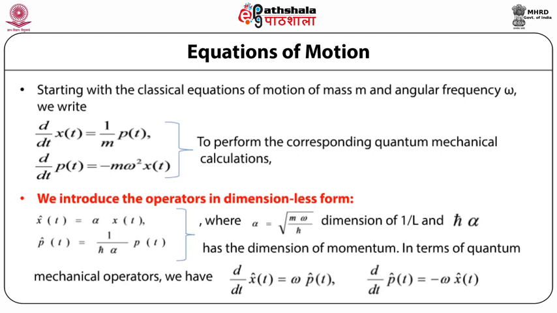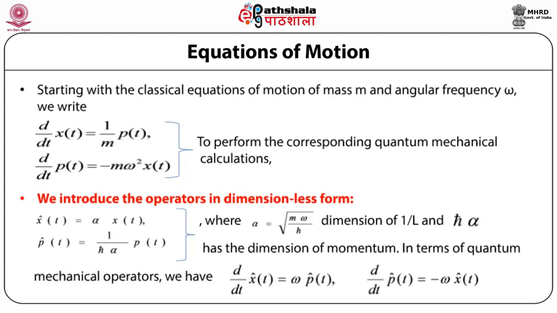Now, if we have to move from these classical equations of motion involving the mass and the angular frequency to the corresponding quantum mechanical equations, then we need to introduce the operators in dimensionless form. That means the position and the momentum need to be replaced by their corresponding operators, which are dimensionless.